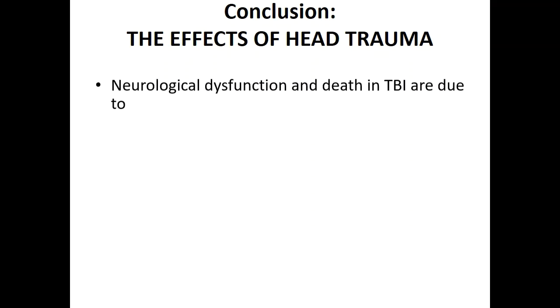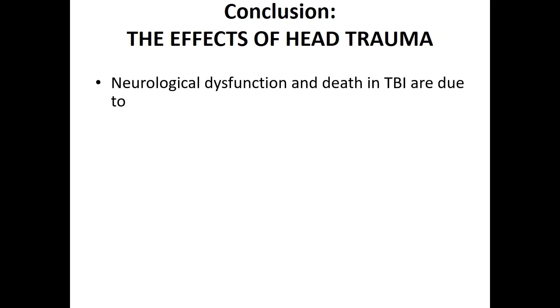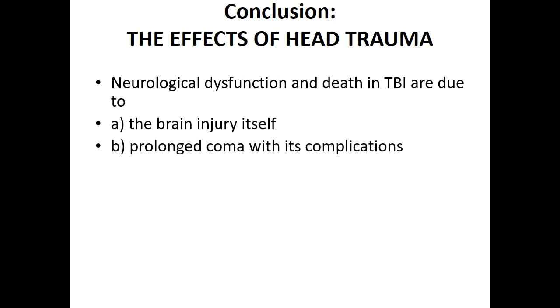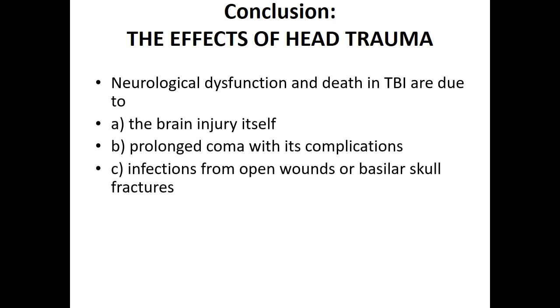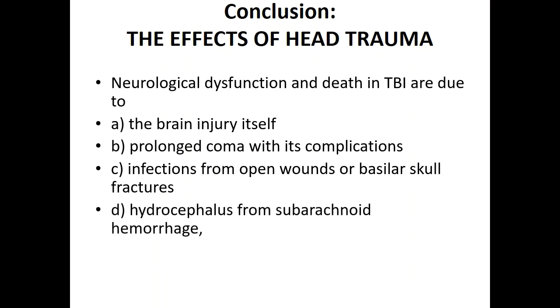So finally, we conclude with the effects of the head trauma as a whole. The neurological dysfunction and death in a traumatic brain injury are particularly due to brain injury itself, prolonged coma and its complications, infections from open wound or basilar skull fractures, hydrocephalus particularly arising from a subarachnoid hemorrhage due to characteristic fibrosis of the arachnoidal granulations, as we had already discussed, and particularly due to increased intracranial pressure.